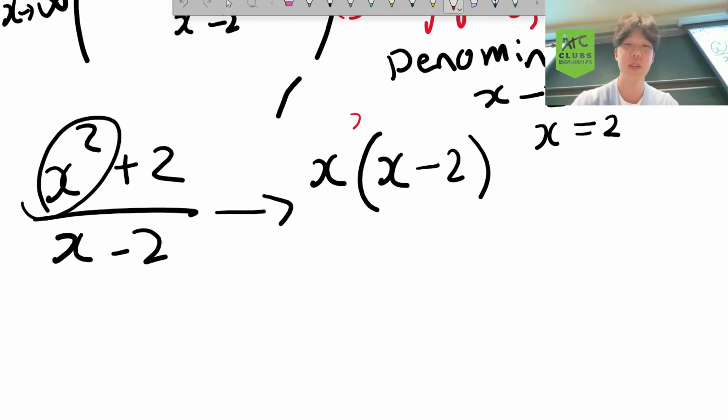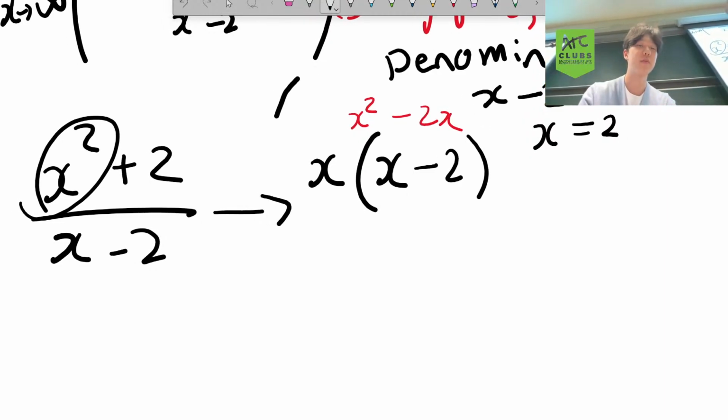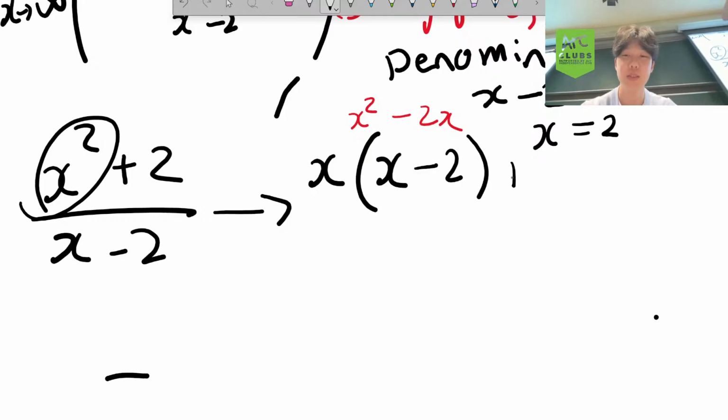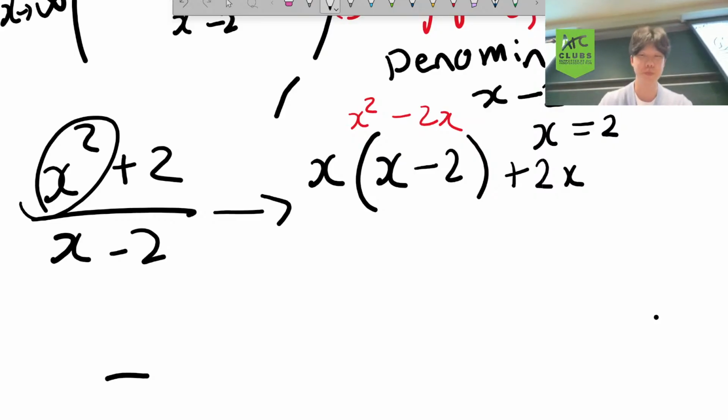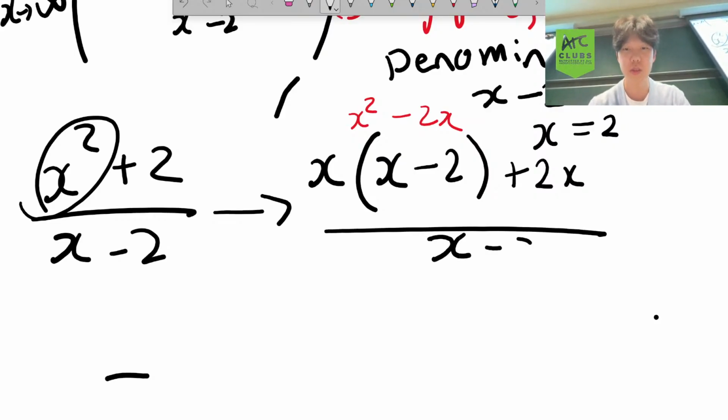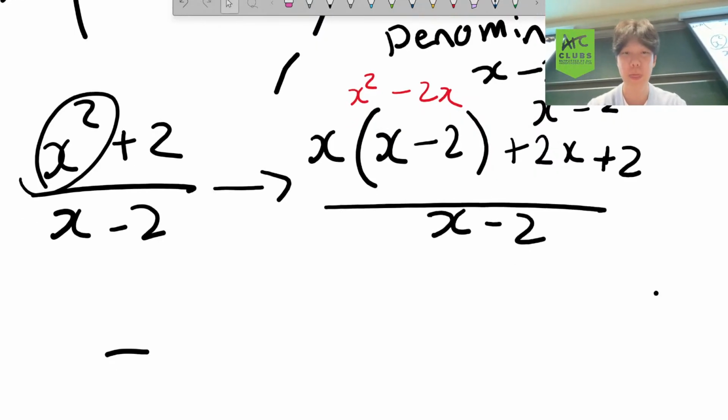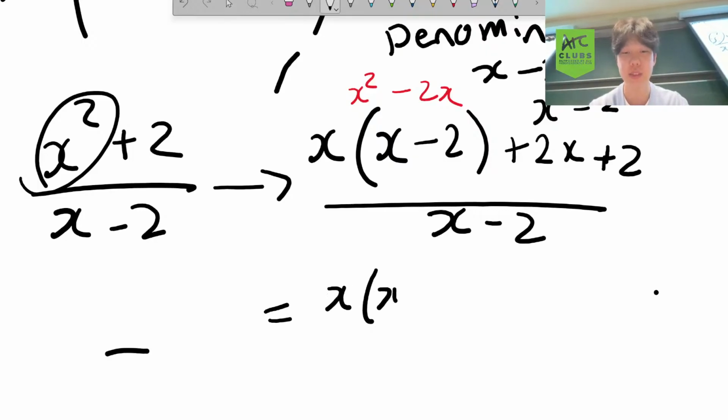But this gives x squared minus 2x, right? But we don't actually have any 2x on our original numerator. So we have to counter it by adding 2x again. So this is what we have so far. This is equal to x times x minus 2.